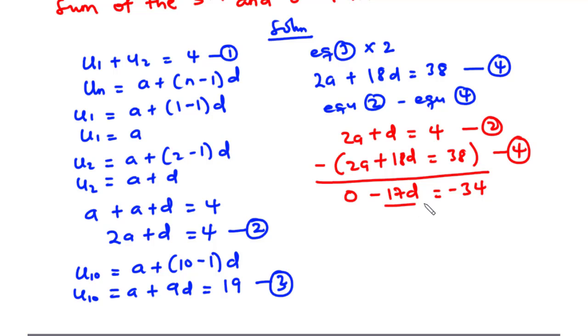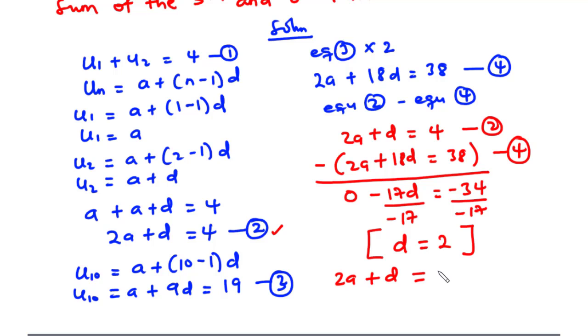So we divide through by negative 17, and then we have d to be 2. So the common difference, d, is equal to 2. Now let's find a, that is the first term. We can use any of the two equations, that is equation 2 and then equation 4. We can as well use equation 3, any of them. So let's use equation 2. So we have 2a plus d equals 4.